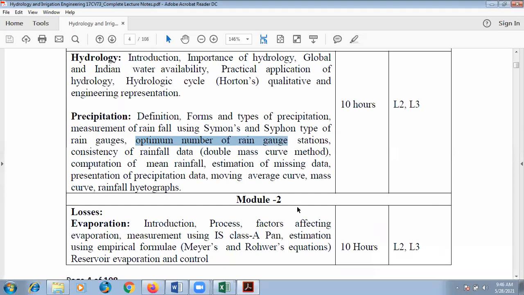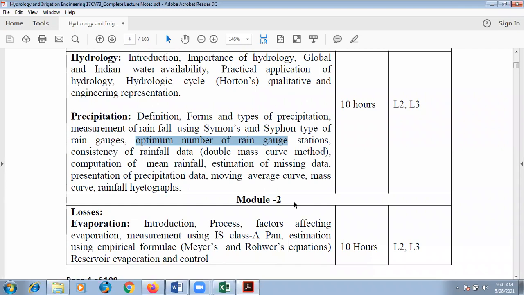Optimum number of rain gauge stations would become necessary to get a proper representative value for a watershed. If the number of rain gauge stations are less, it may not provide us the true picture of the happening in the watershed. Hence, the optimum number of rain gauge stations have to be worked out, and it depends on the accuracy what we need.